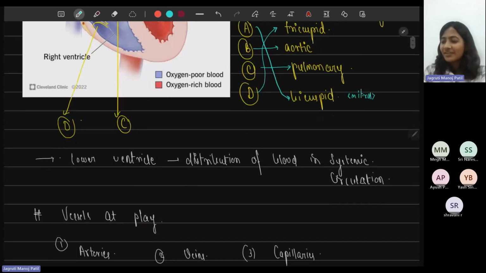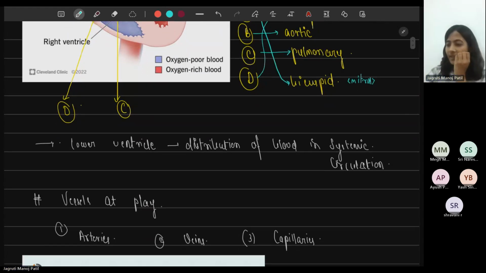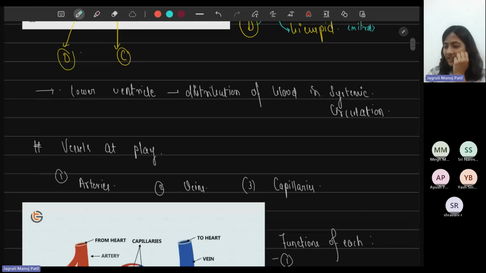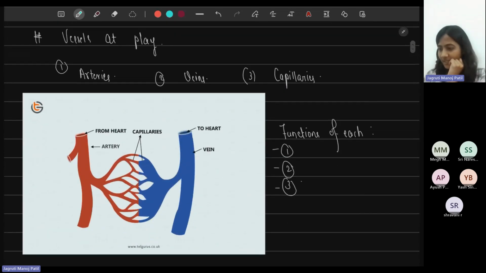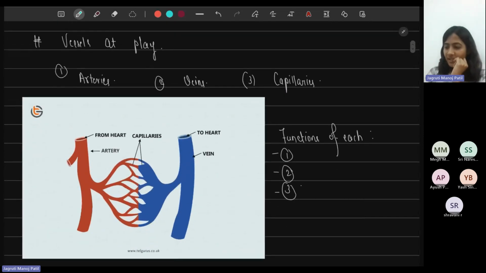The lower ventricle, the left one, is responsible for distribution of the blood into the systemic circulation. So these are the vessels at play: arteries, veins, and capillaries, and how they vary. From the heart, the oxygenated blood is carried out by arteries. Once it is utilized by our entire body, it gets split up. So these are the smallest vessels which make up the veins or the arteries, which is actually how they are differentiated.